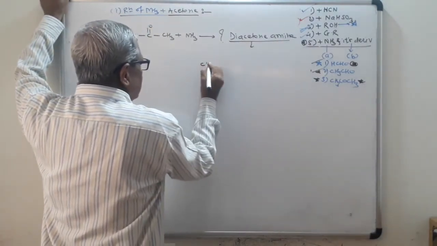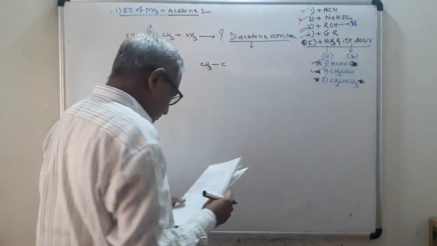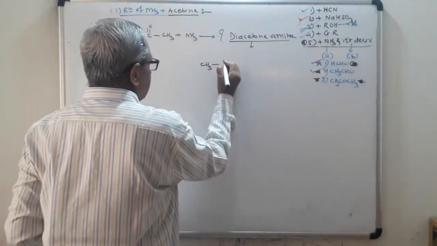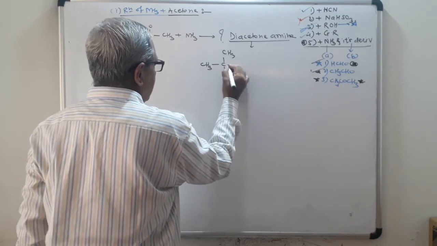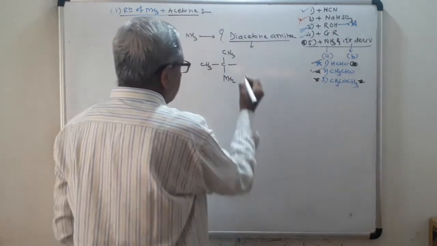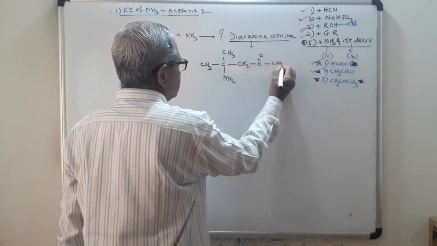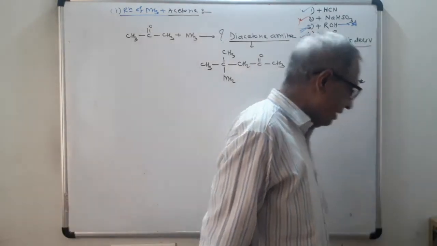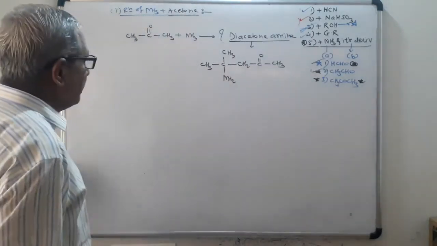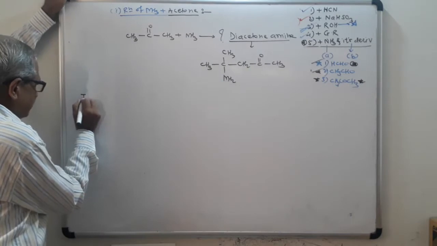CH3 C, CH3 NH2 single bond CH2 CO CH3. This is the formula for diacetone amine. How is it formed? Now I will explain the formation. This is the first step.